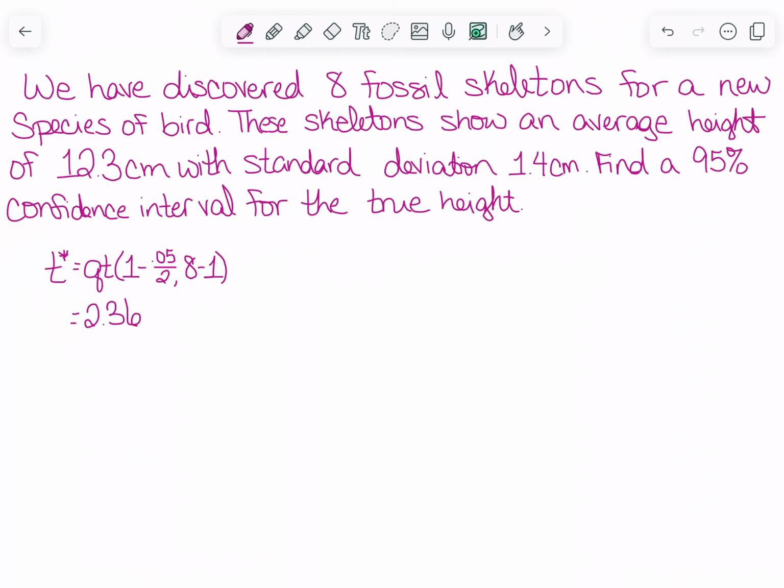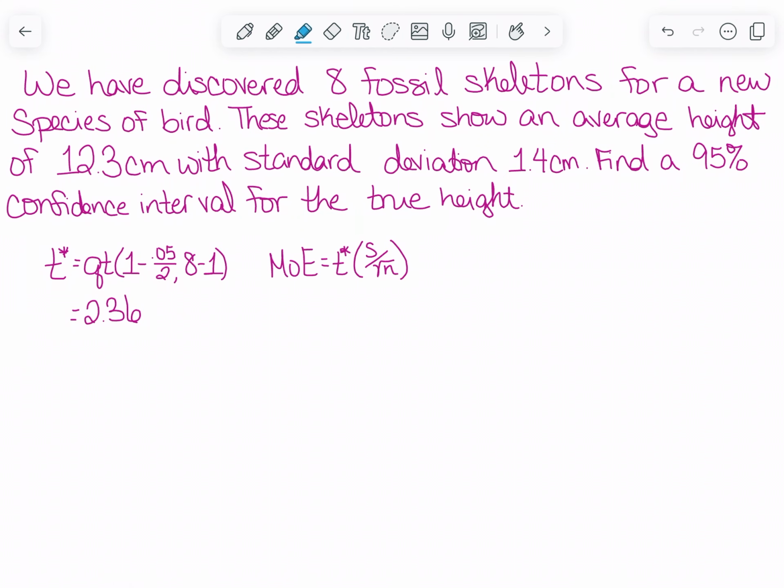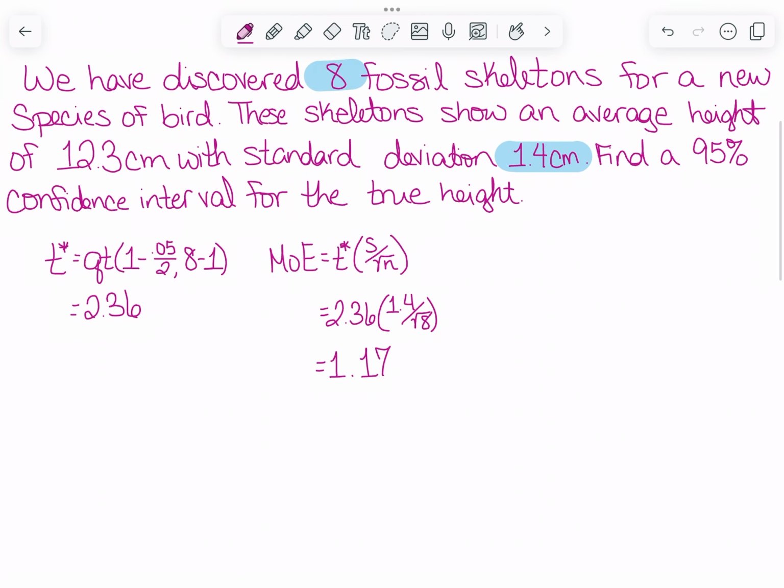Next, let's look at our margin of error. This is given by t star times s over the square root of n. We just found t star. S is our sample standard deviation, which is 1.4 centimeters, and our sample size is 8. Plugging these numbers in gives us a value of 1.17 for our margin of error.